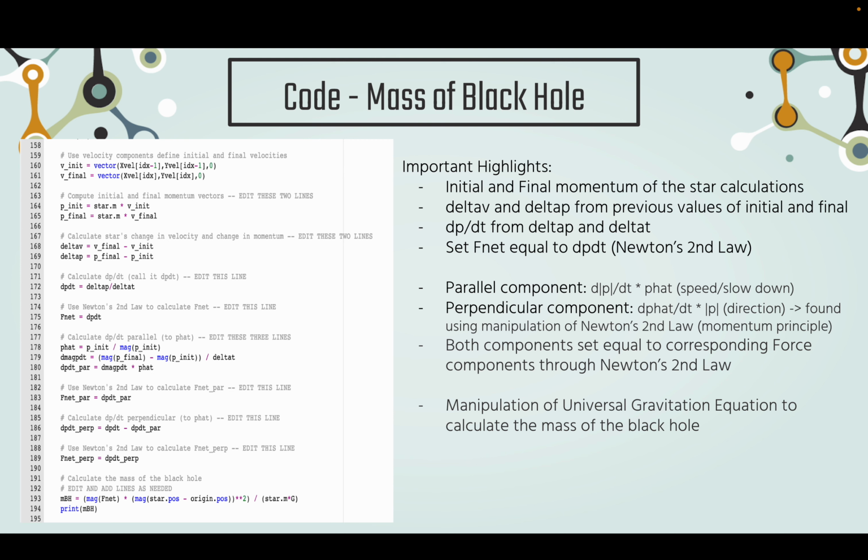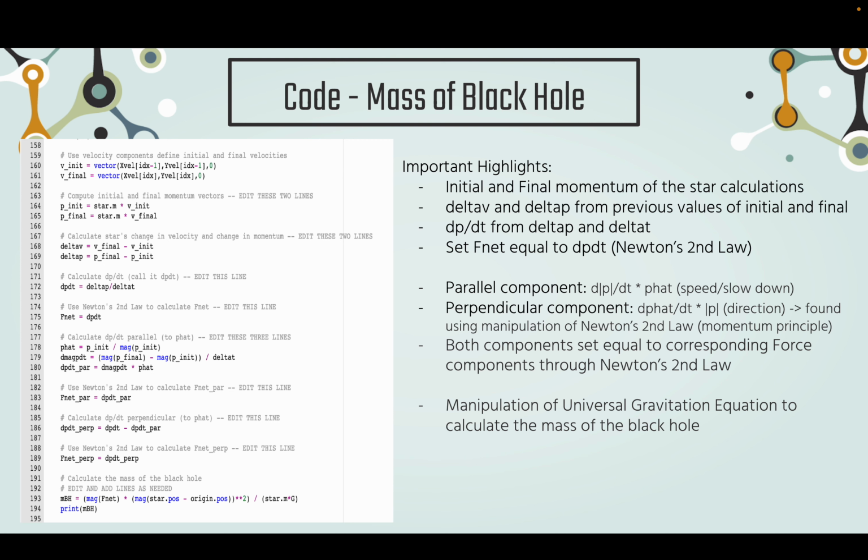Here's the code I utilized to calculate the mass of the black hole. First, I found the initial and final momentum of the star through mass times velocity calculations. Delta V and delta P were found from the previous values of initial and final momentum. dp/dt was found from delta P and delta T, and then I set Fnet equal to dp/dt by Newton's second law. I found the parallel component, which governs how the system speeds up or slows down, using the formula d|p|/dt times p hat.